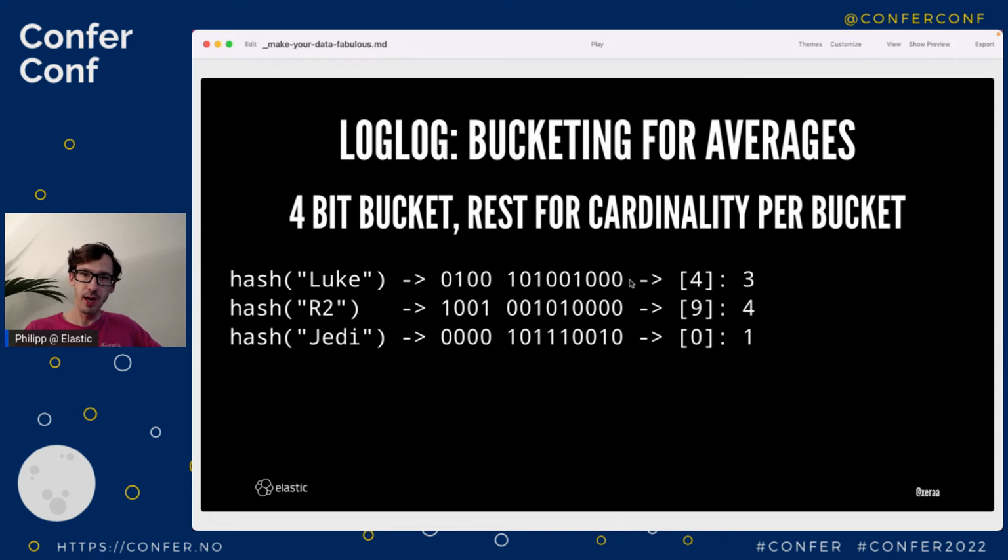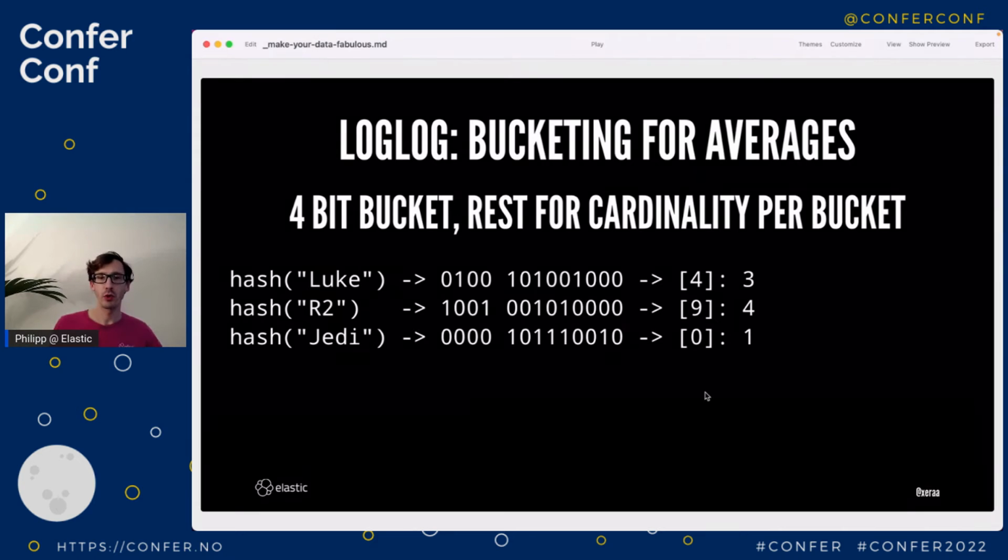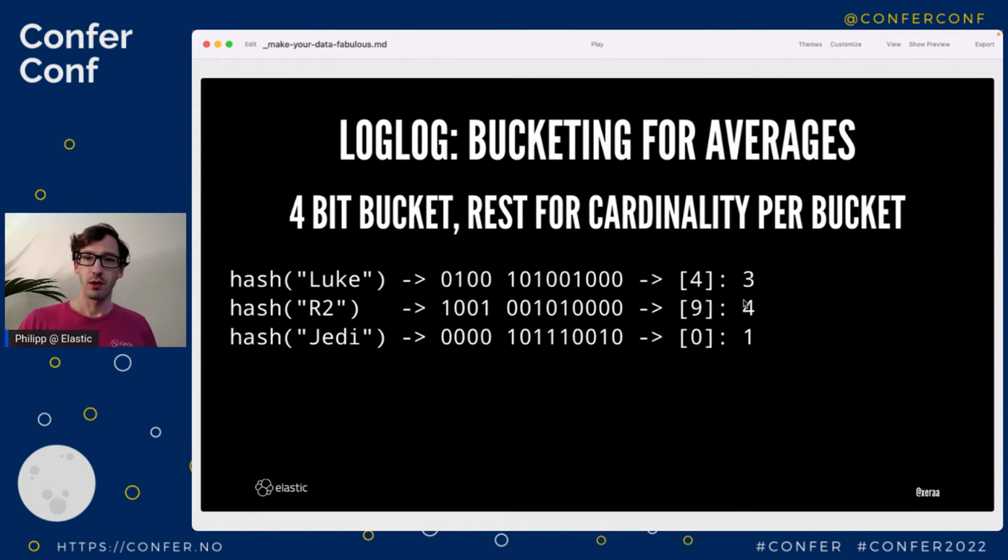And then here I'm counting the leading zeros from the right-hand side. So my 4th bucket has 3 leading zeros. My 9th bucket has 4 leading zeros. My 0th bucket has 1 leading zero. And then what you do is, based on the maximum number of leading zeros, you calculate approximately how many unique values you have per bucket. Then you even it out over all the buckets, and that's your estimation of how many unique values you have.